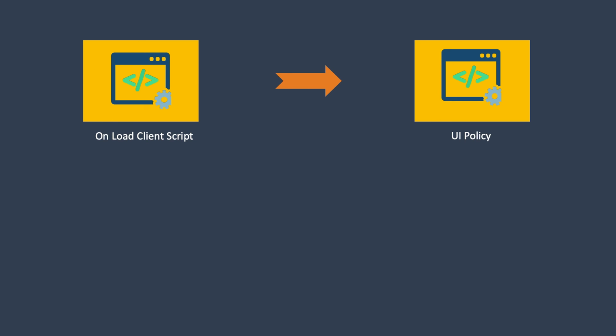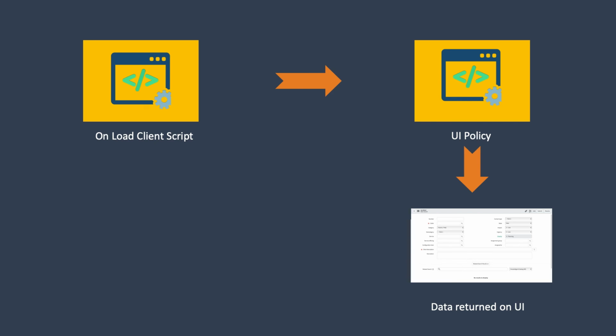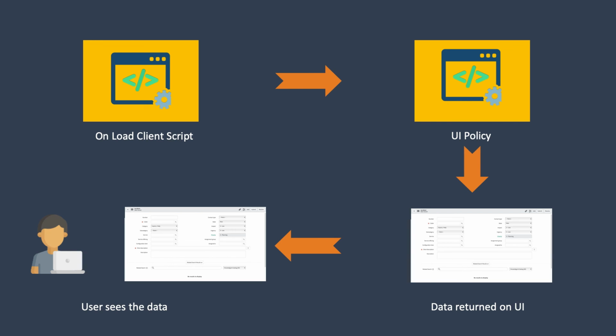So when I'm querying the data and running the display business rules, it will run the onload client script, and then it will also run the onload UI policy. And after running the UI policy, the data will be returned on the UI. That means the user will be able to see the data now. Overall, whatever processing we wanted in the system has been executed, all the scripts have been executed, and finally the user can see the final data after execution of all these scripts.